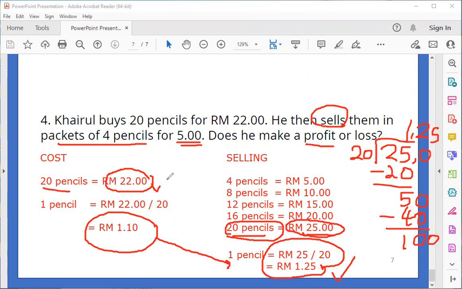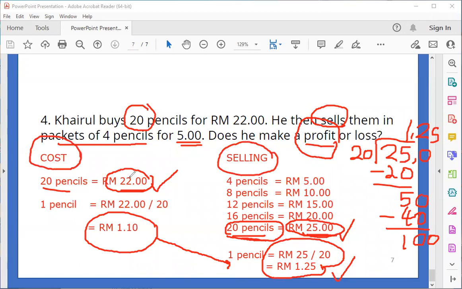20 pencils he would have bought for 22 ringgit, and for those 20 pencils he would have gained 25 ringgit. In fact, how much profit does he make from selling these 20 pencils? You take the 25 and minus 22. He made 3 ringgit of profit. That's called profit. When your selling price is more than your cost price, you make a profit. When your selling price is lesser than your cost price, you rugi, you make a loss.